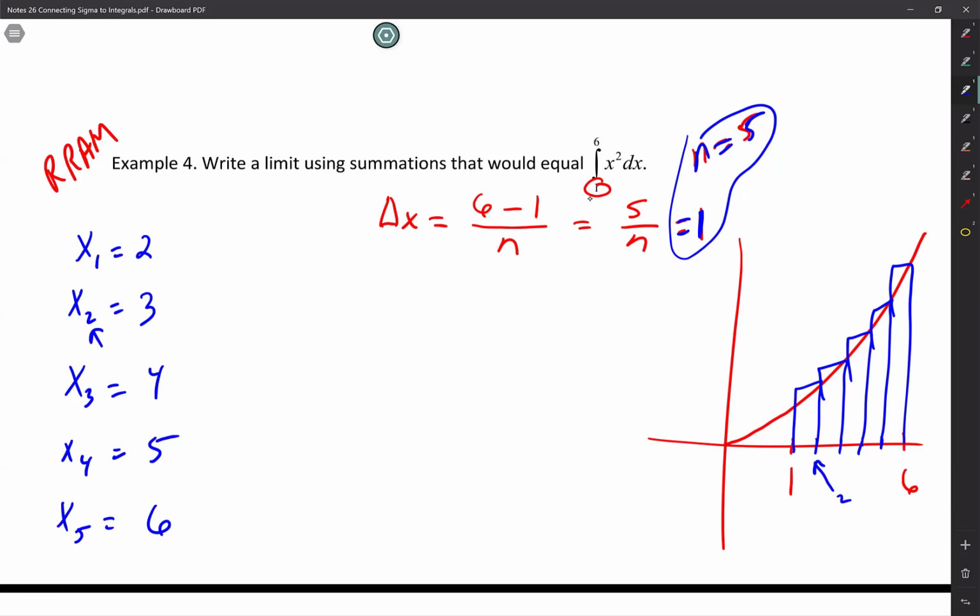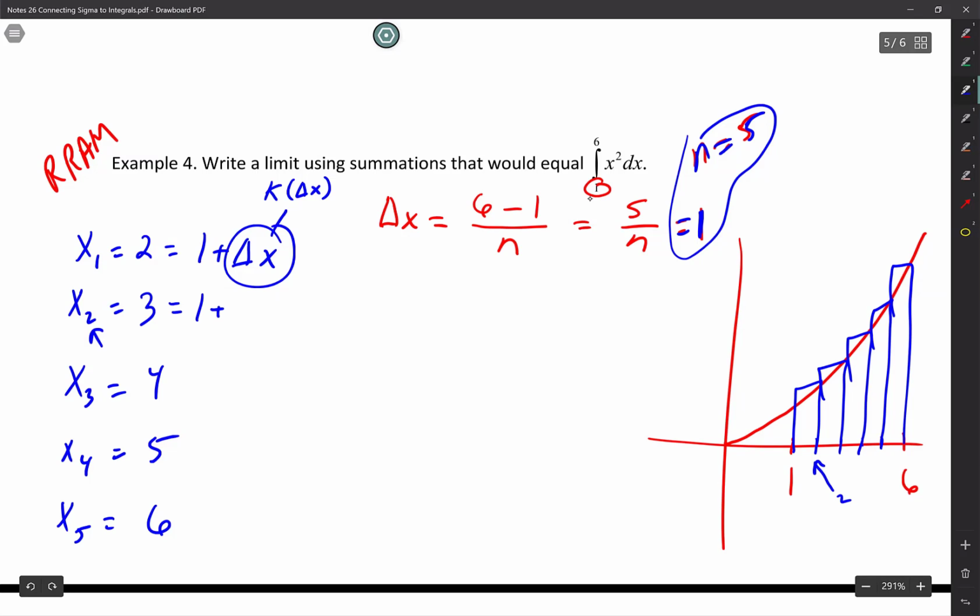Now, how do we get to this? Well, I got that 2 by doing 1 plus the change in x. How did I get the change in x? The change in x is k times delta x. How did I get the 3? Well, if you think about it, if you go all the way to x1, 1 plus k times the change in x. It works, guys. That's a 2. That's my second rectangle. 2 times 1 is 2. 2 plus 1 is 3.